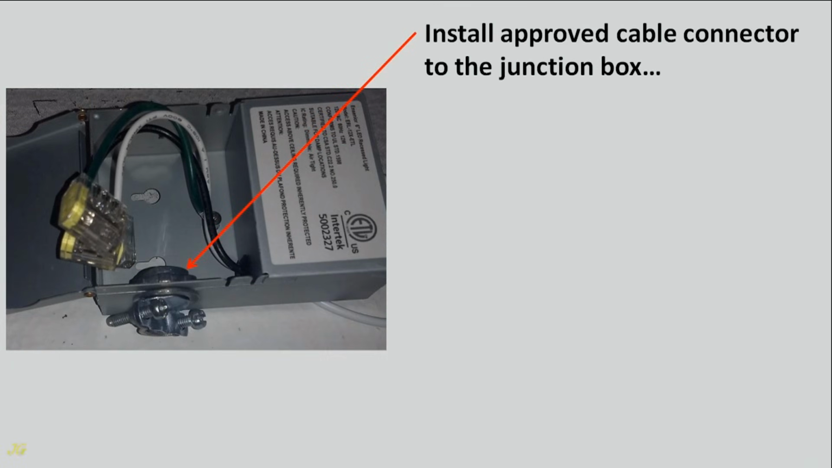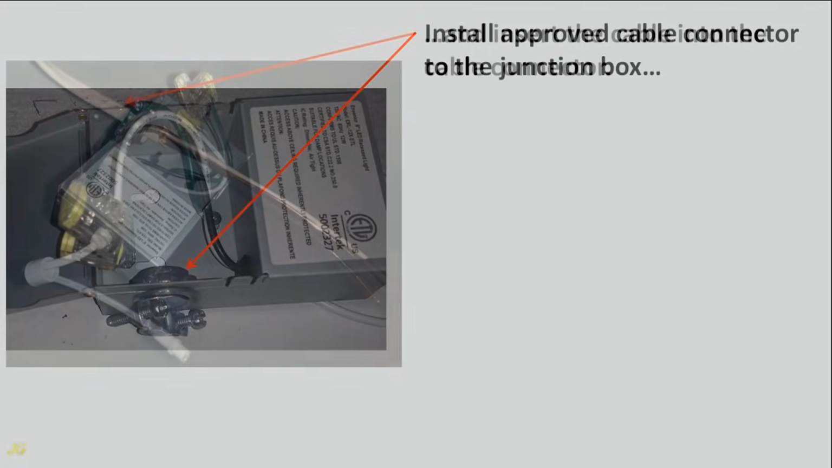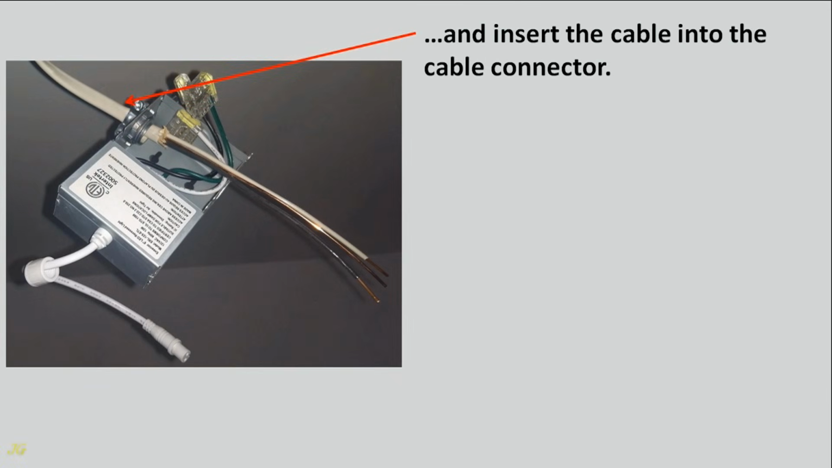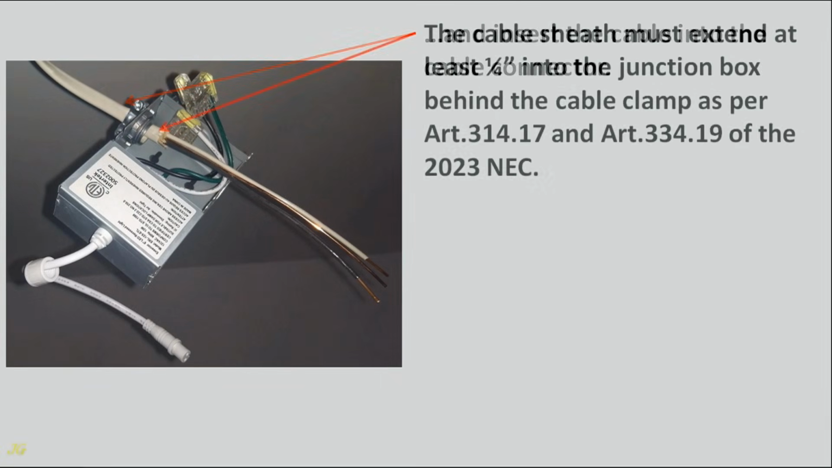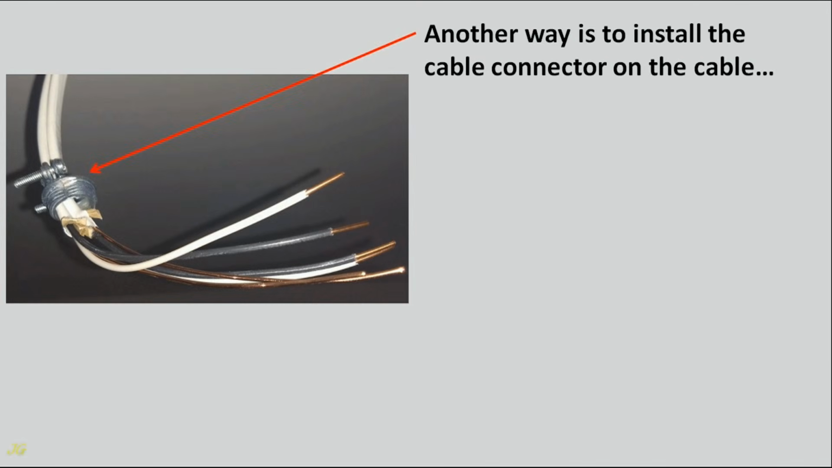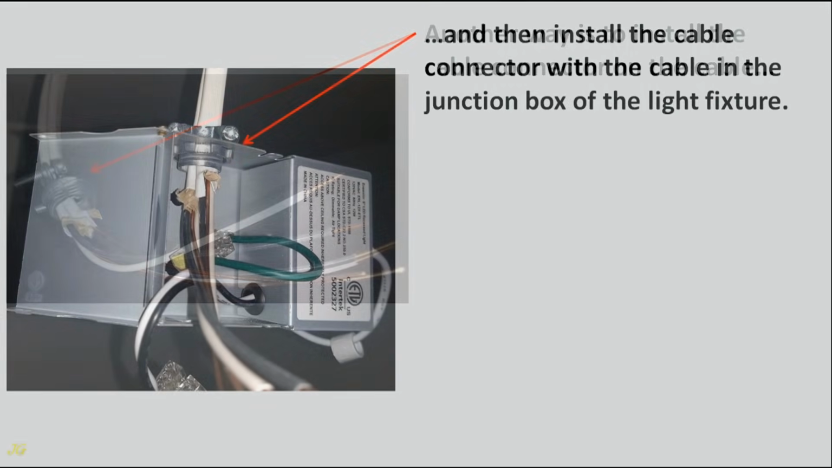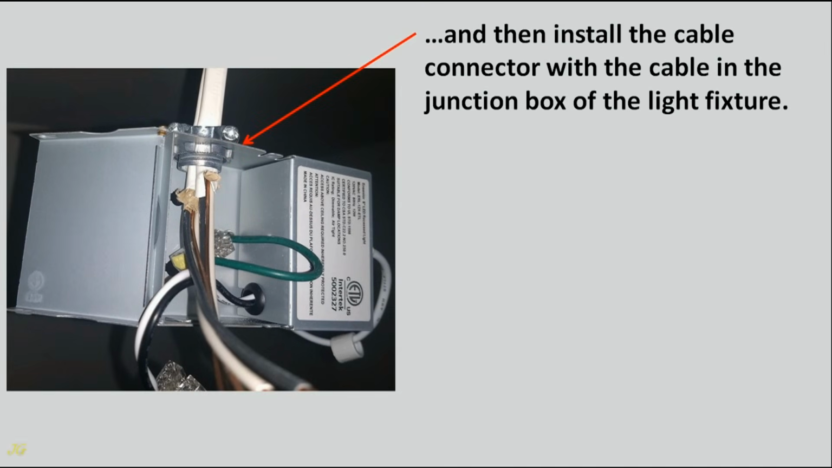Install approved cable connector to the junction box, and insert the cable into the cable connector. The cable sheath must extend at least 1/4 inch into the junction box behind the cable clamp as per Article 314.17 and Article 334.19 of the 2023 NEC. Another way is to install the cable connector on the cable, and then install the cable connector with the cable in the junction box of the light fixture.